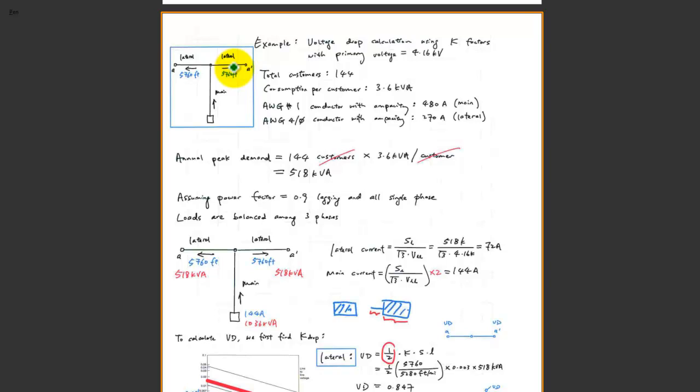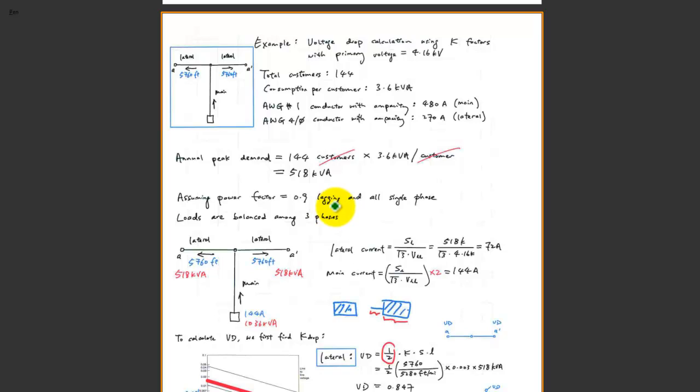So first we have to find out the annual peak demand, right? We know the number of customers, we know the consumption per customer. The product of these two will result in the annual peak for all of the consumption under this feeder, which is 518 kVA. So assuming that the power factor is 0.9, because you never have a perfect unity power factor for a case like that. Sometimes we have a mixture of purely resistive load and possibly inductive load. So 0.9 lagging power factor is a pretty reasonable value to begin with.